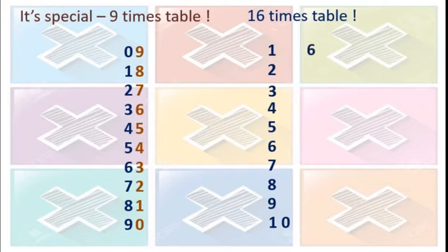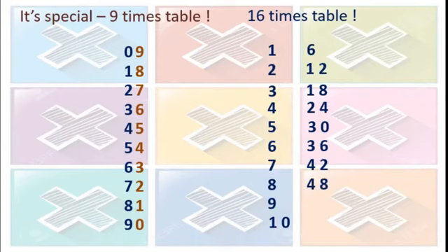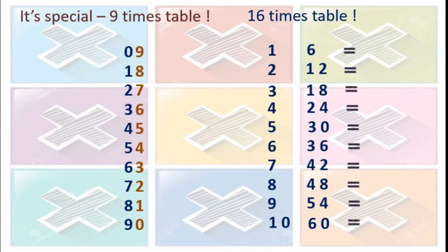table. Okay, 6 ones are 6. 6 twos are 12. 6 threes are 18. 6 fours are 24. 6 fives are 30. 6 sixes are 36. 6 sevens are 42. 6 eights are 48. 6 nines are 54. 6 tens are 60. Okay, now we have written 1 time table and 6 times table side by side. Okay, now we will write equal to sign.